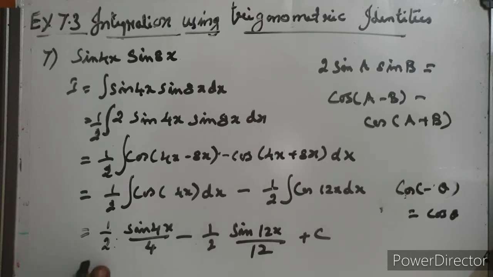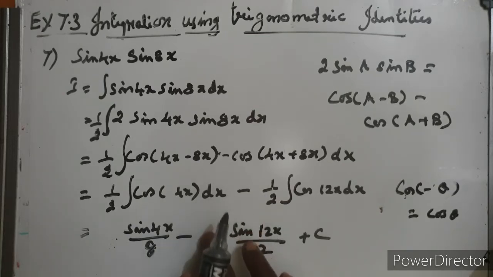So which is half of sin 4x by 4, so sin 4x by 8, minus 1 by 2 into sin 12x by 12, which is sin 12x by 24, plus c.